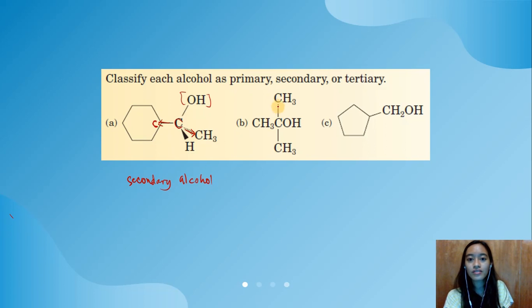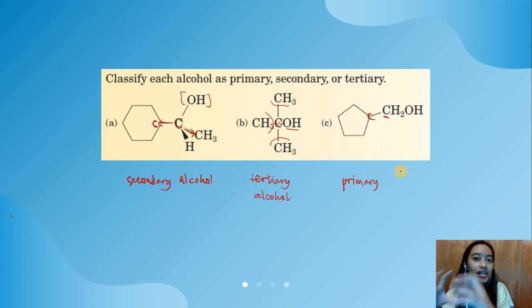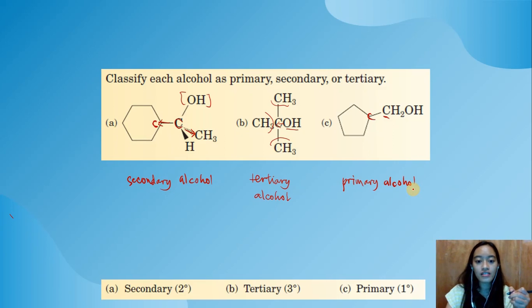How about this one? Your OH is connected to this C, and this C is connected to 1, 2, and 3, so tertiary. And your OH is connected to this carbon. This carbon is connected to only one C here, so it's a primary alcohol. So you just count how many other groups are connected to the main carbon that holds your OH. Easy. Let's check our answers.